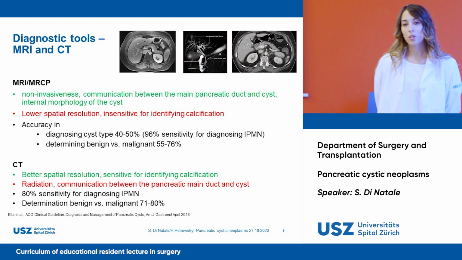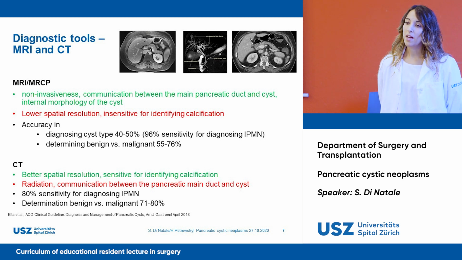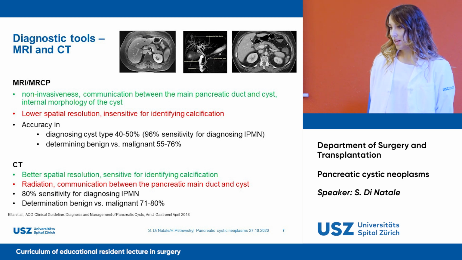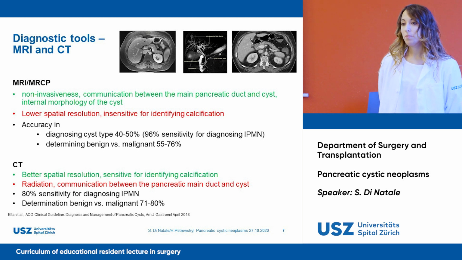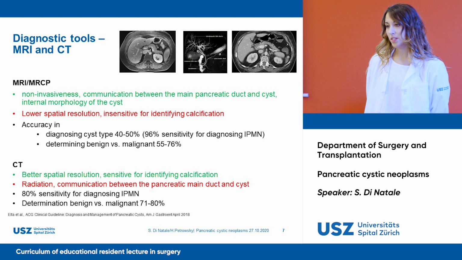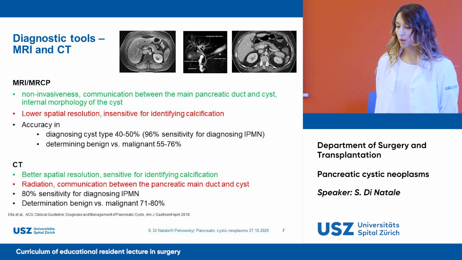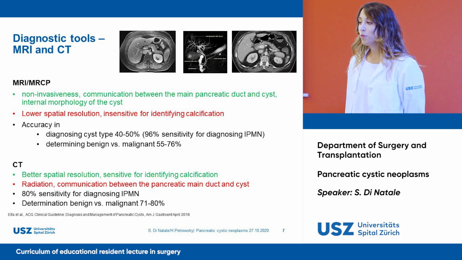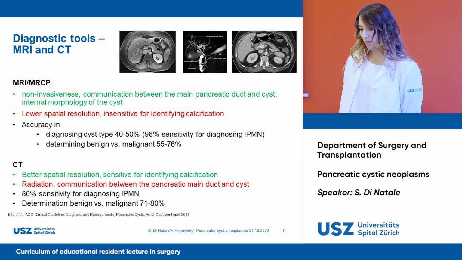So which diagnostic tool should be used in unclear pancreatic cystic lesions? The MRI and MRCP have the advantages of non-invasiveness, better detection of communication between the main pancreatic duct and the cyst, and a better depiction of the internal morphology of the cyst. Disadvantages are a lower spatial resolution as well as insensitivity for identifying calcifications. In a few minutes, I will explain why these characteristics are so important in differentiation of the pancreatic cystic neoplasms.